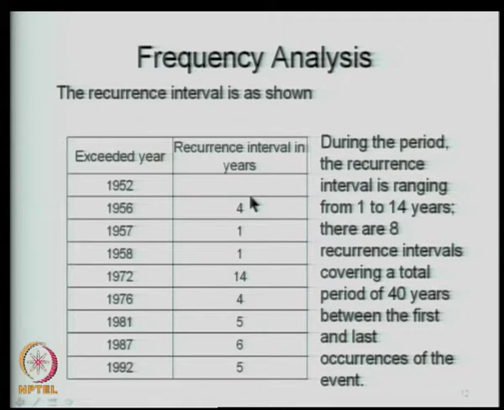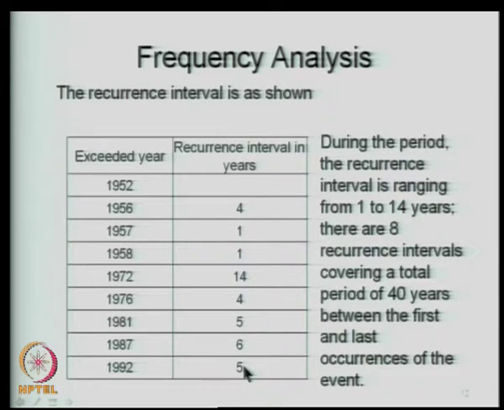which means what? In the record that we have seen, the recurrence interval is varying between 1 to 14 years. The event returned sometimes as frequently as in 1 year, and as distantly as 14 years. So, it varied between 1 to 14 years, and there are 8 such intervals, because we talked about 9 events and the intervals between them are 8, and there is a 40-year period in this recurrence interval.